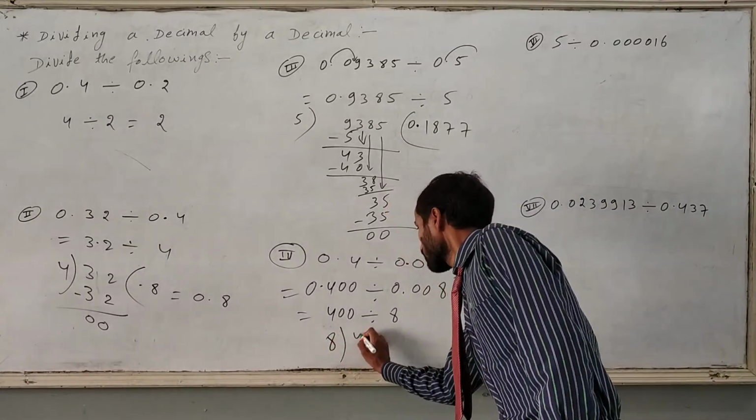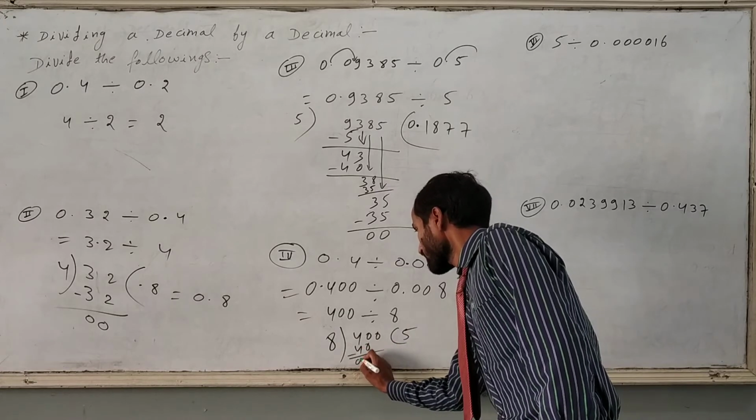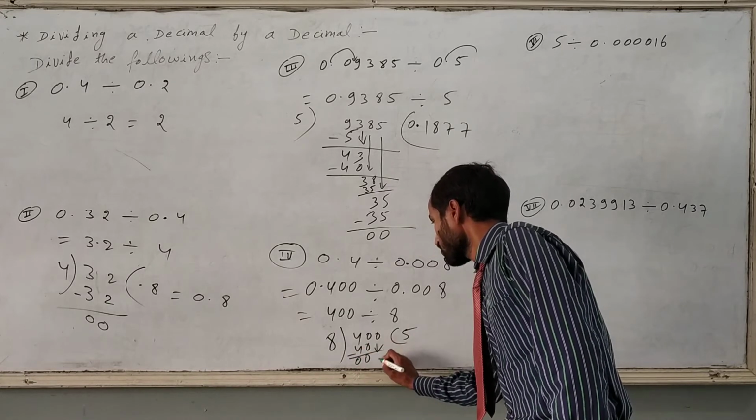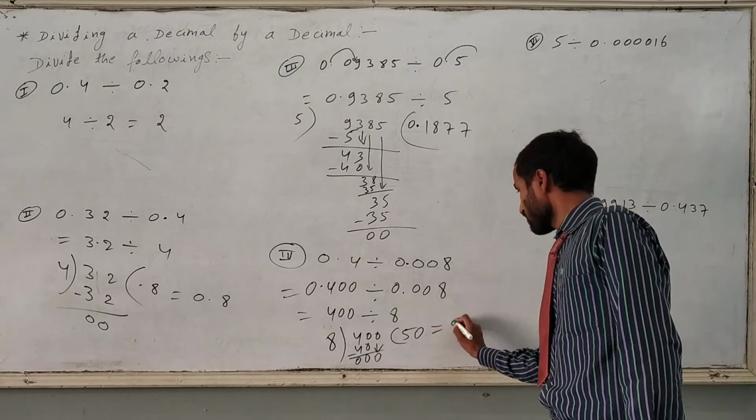Then 8 fives are 40. Then it will be separated, 0 0. Then we have to write the 0. Again you have to put here 0. So the final answer will be 50.